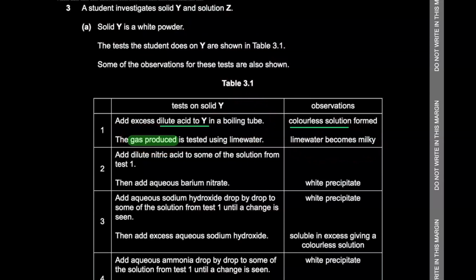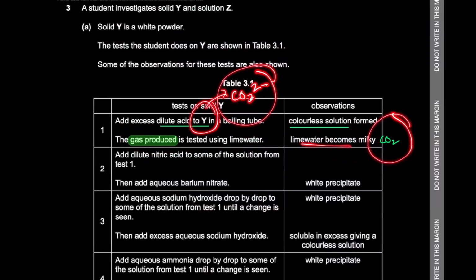So what gas is that? Carbon dioxide. Yes. So if lime water turns milky, it must be carbon dioxide, which means that the compound Y is a carbonate. The compound Y is a carbonate because carbonates react with acids to form carbon dioxide, which turns lime water milky.